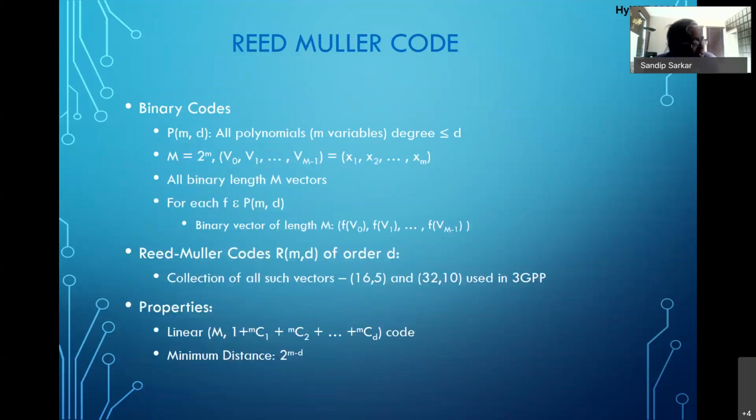The class of codes which are used a lot in 3GPP is this class of Reed-Muller codes. These are a set of binary codes which consist of all polynomials of m variables of degree less than or equal to r. If we have all binary length m vectors, we can form a Reed-Muller code of order r. For example, the 16,5 and 32,10 codes are used in 3GPP. In general, its minimum distance is 2 to the power m minus r, and it is a linear code of dimension 1 plus mC1 plus mC2 up to mCr.